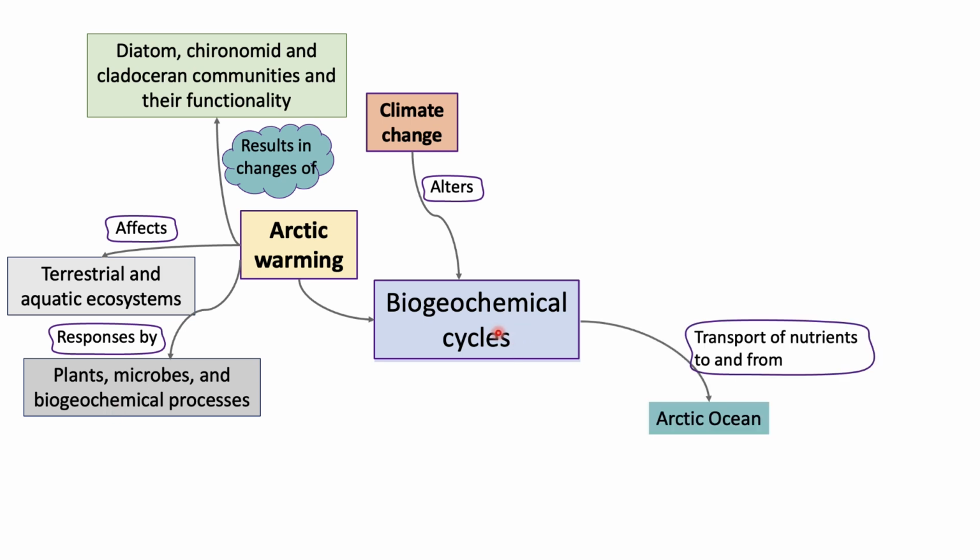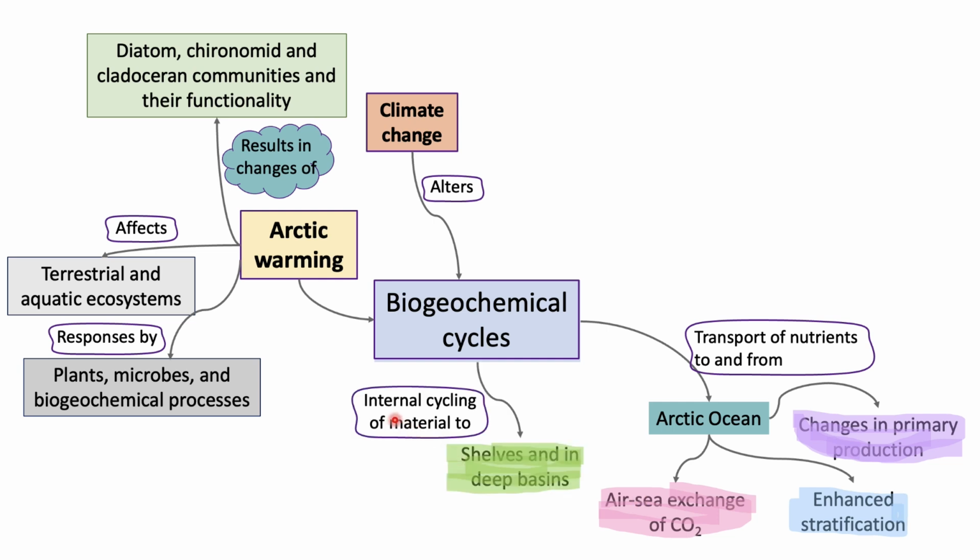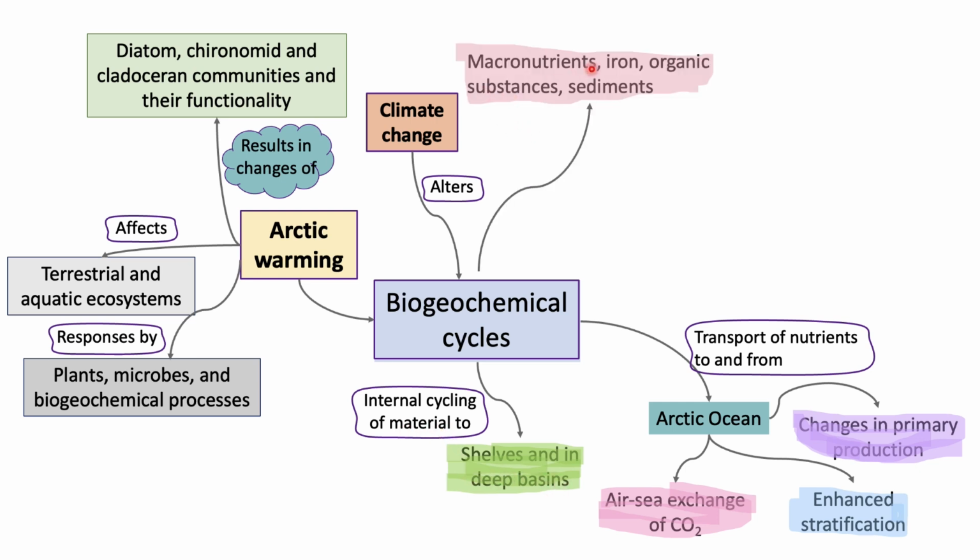When we talk about the biogeochemical cycle of the Arctic Ocean, lots of nutrients are transported to and from the Arctic Ocean. This leads to changes in primary production, enhanced stratification, and Arctic sea ice exchange of CO2. We will be studying ocean acidification soon. And there is an internal cycling of materials with respect to shelves and in deep basins. And it affects macronutrients, iron, organic substances and sediments.